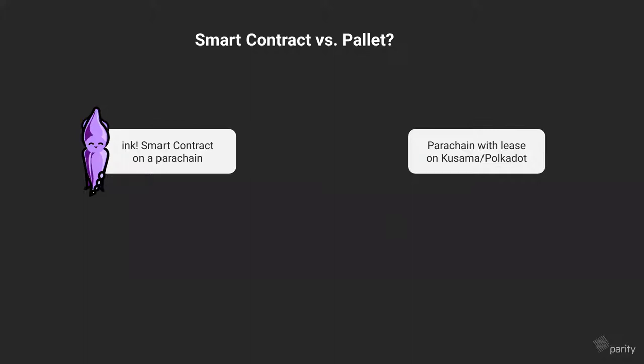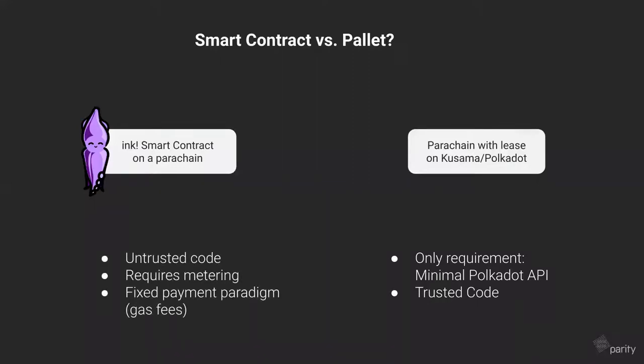Well, a smart contract definitely involves way less effort to deploy than your own Substrate-based chain, like a parachain on Kusama or Polkadot, or also a standalone chain. So smart contract development is just way more approachable than starting right away with your own parachain. So this is definitely one big advantage.